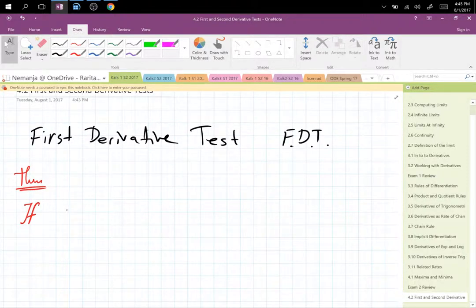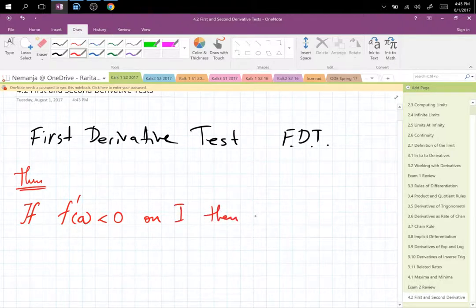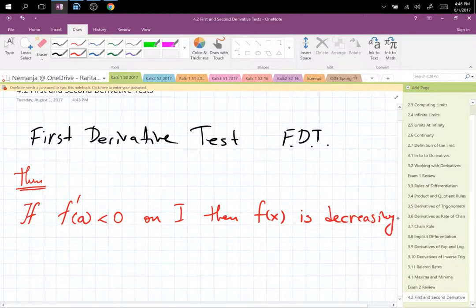If the first derivative at point A is less than 0 on some interval I, then f of x is decreasing on that interval I.